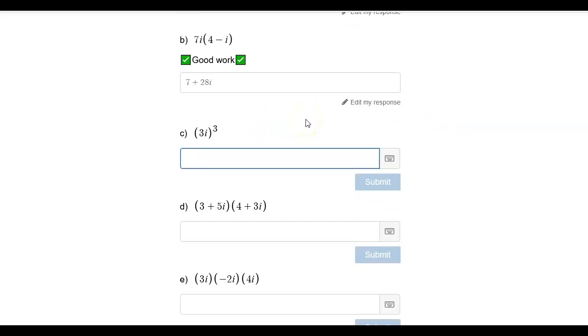Okay, 3i cubed. So in this one, we have to remember to cube both of these things. So 3i cubed just means 3i times 3i times 3i. So the 3's can all get multiplied together, which is 27. And then I'm just going to multiply 2 of these together because i times i is i squared. And so all that does is change the sign here. And then I have this one i I left over that I'm just going to pop on back here. So this would be -27i.